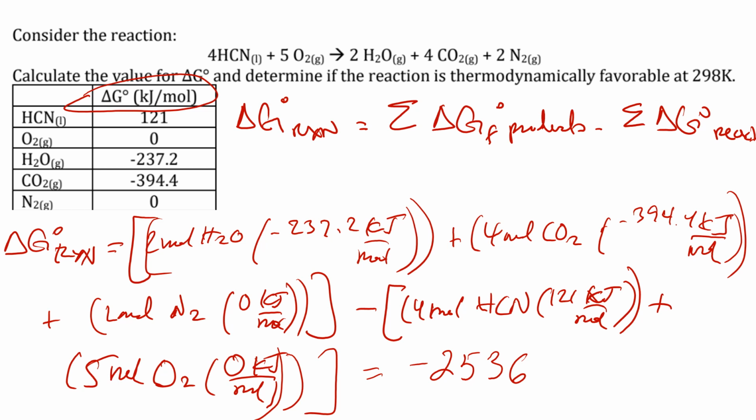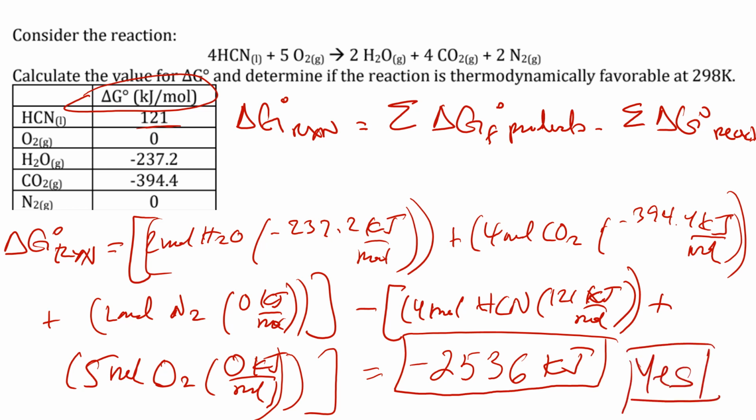2,536. Notice how one of my delta G's doesn't have decimal places. That's the least number of decimal places, so it's a whole number, and you're not going to put any decimals. The unit is kilojoules. Is this considered thermodynamically favorable? The answer is yes. Alrighty, if you have any questions, please let me know. Thanks.